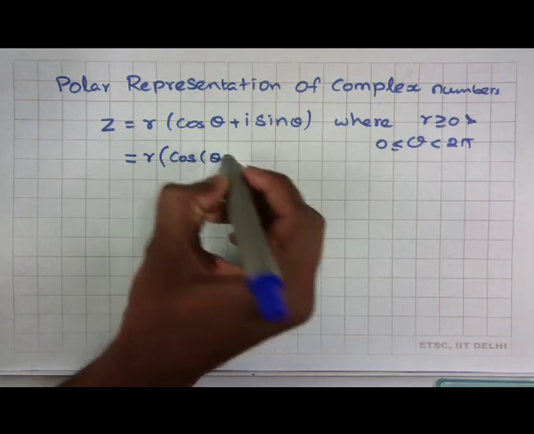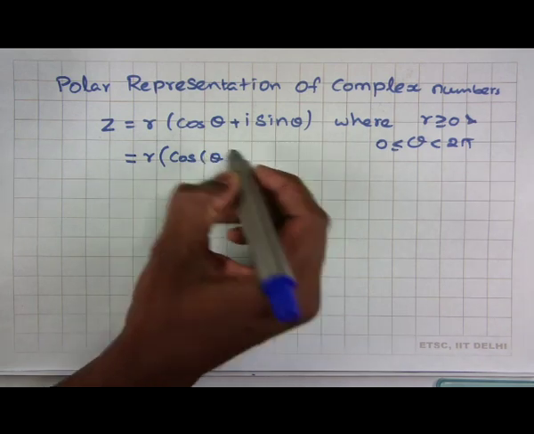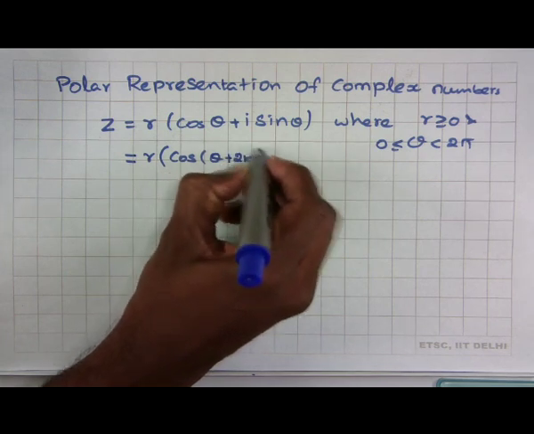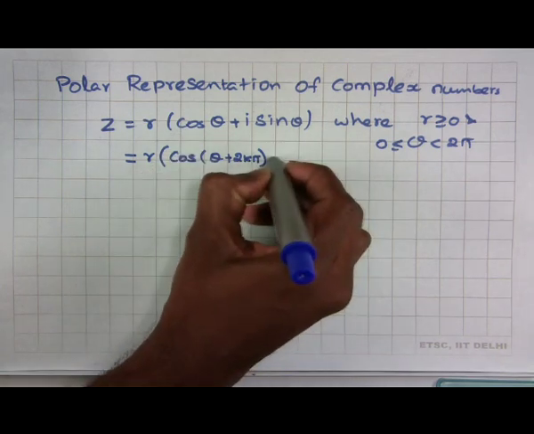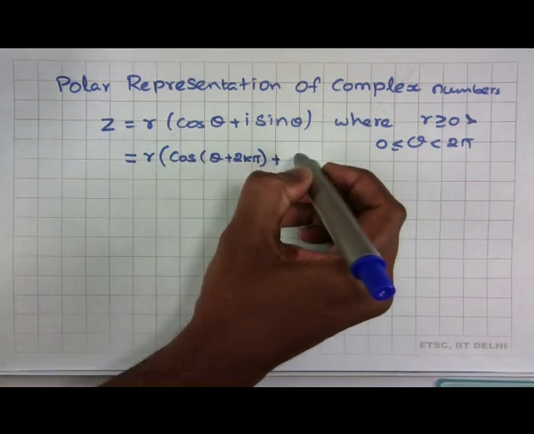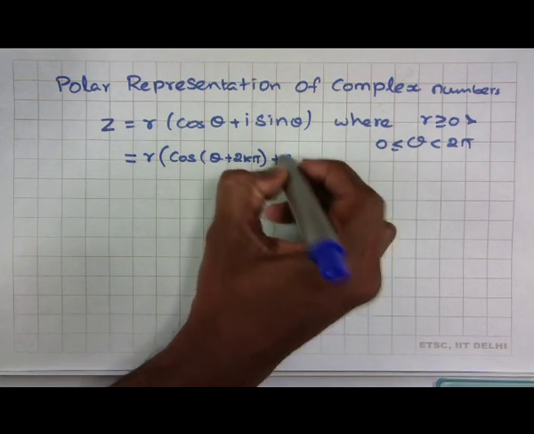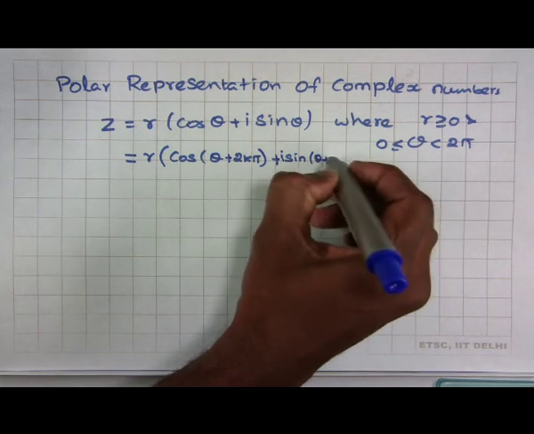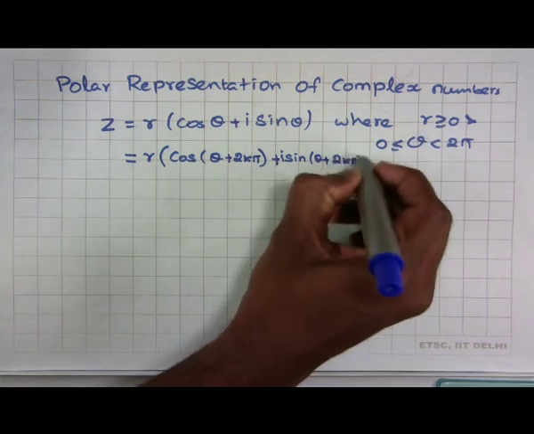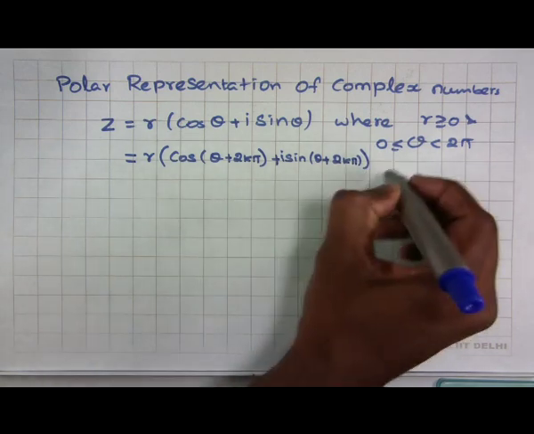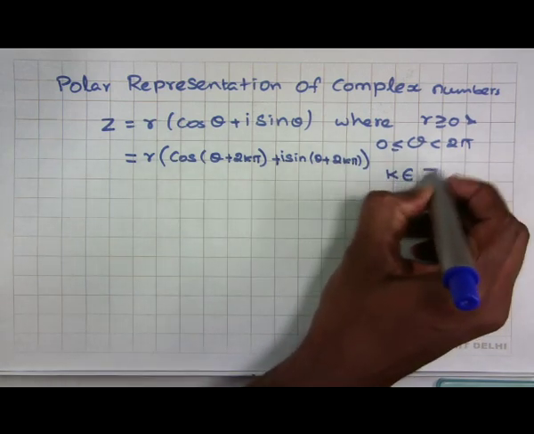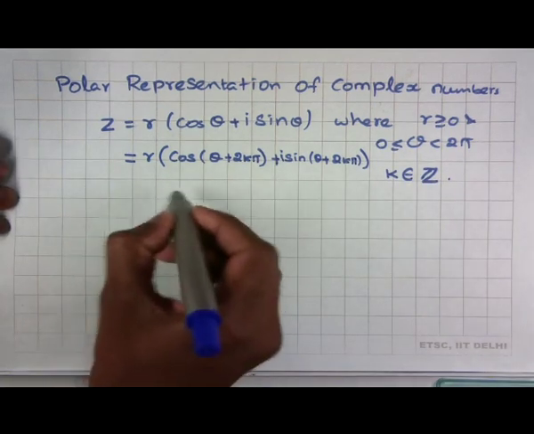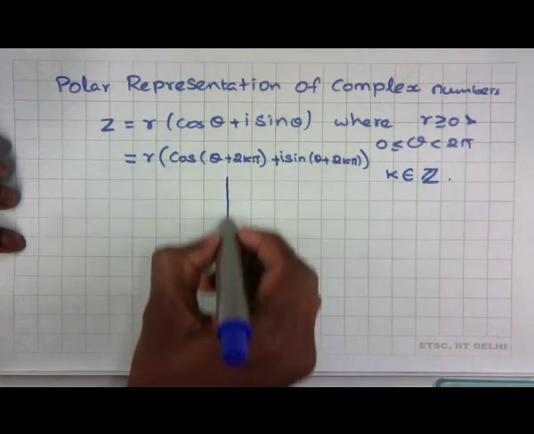because cos and sin are periodic functions with period 2 pi. So, the same representation holds for different theta values, where the argument is theta plus 2 k pi, where k is some integer. Let us try to see again a simple example.